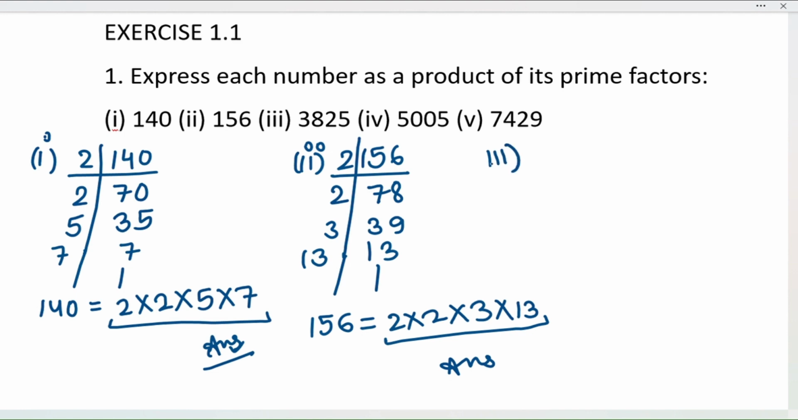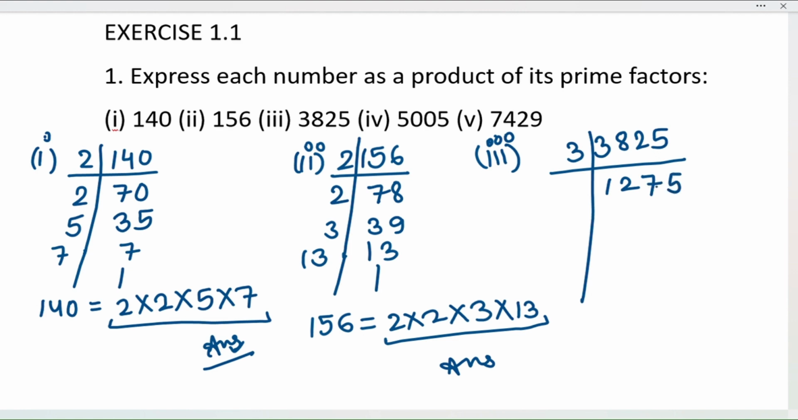Part number 13, it's 3825. Checking it with 2, it is not divisible by 2 as it is an odd number. Moving with 3, yeah, this is divisible by 3 as the sum of these digits is divisible by 3. It can be 1, 2, 7, 5. Again, it is divisible by 3. How many times? 425 times. Then this is not divisible, again divisible by 3.